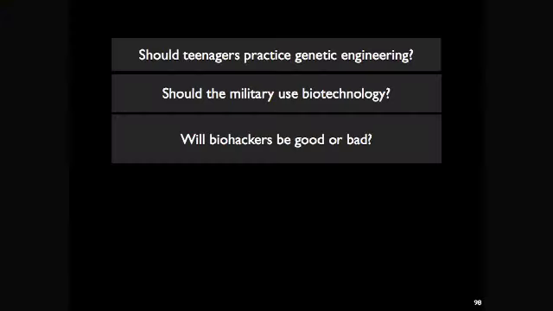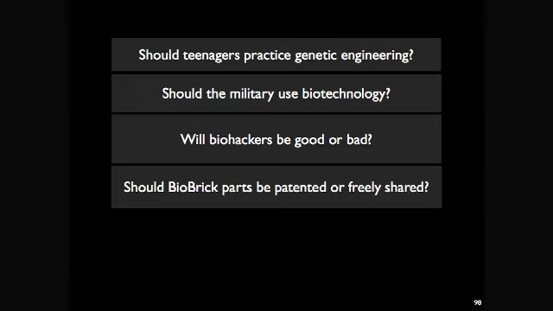Will we have biohackers, and will they be good or bad? Should these parts be owned by me, by MIT, free to use? What would be equitable?